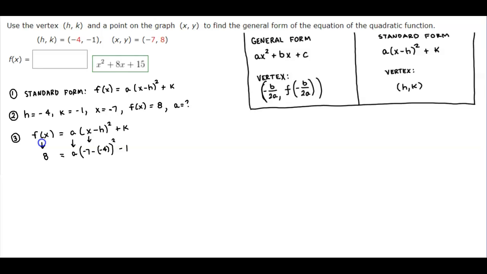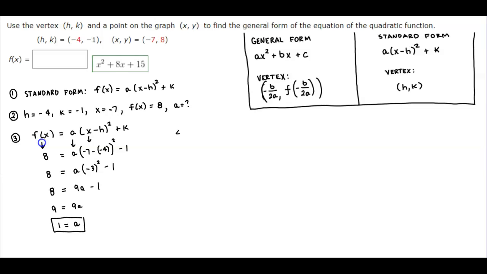So now let's solve for a. We have 8 equals a times (-7 plus 4), which becomes -3 squared, minus 1. That means 8 equals 9a minus 1, since -3 squared is 9. If we add 1 to both sides, we get 9 equals 9a. If we divide both sides by 9, a is going to equal 1.